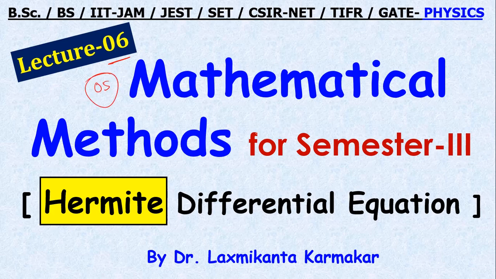In the first lecture we discussed the singular points of differential equations. Then in the second and third lectures we discussed the Frobenius method. In the fourth lecture we discussed the Legendre differential equation, Legendre polynomial, generating function, recurrence relation, and orthogonal property of the Legendre polynomial. In the last lecture, lecture 5, we discussed the Bessel differential equation, its generating function, recurrence relation, orthogonal property, etc.